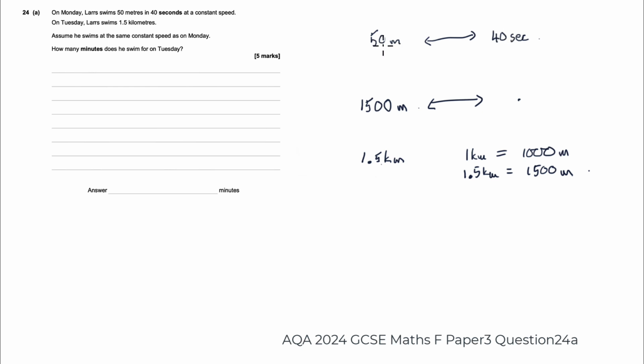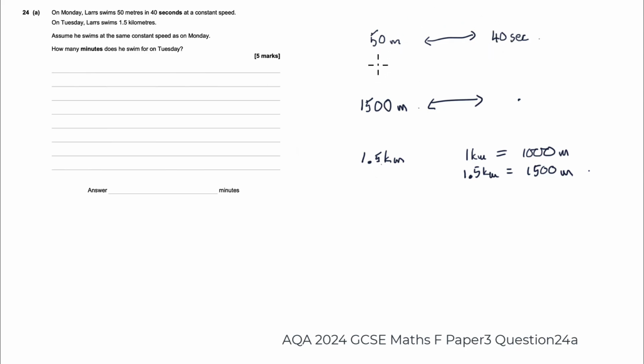Suppose it was double that. 200 metres would be twice that. If it was 5 metres he swam, that's a tenth of that. Then it would be 4 seconds. It's a tenth of that. So whatever we multiply or divide one of these numbers by, we do the same to the other one. We say they are in proportion.